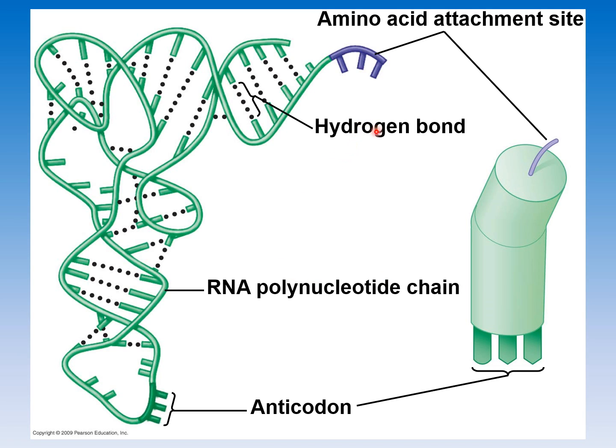So this is one way of drawing what the tRNA looks like, where you have an anticodon region, whether you look at this diagram or over here. You have the anticodon region. This is the area that's going to bind to the mRNA, and this is the area that's going to bind to an amino acid.